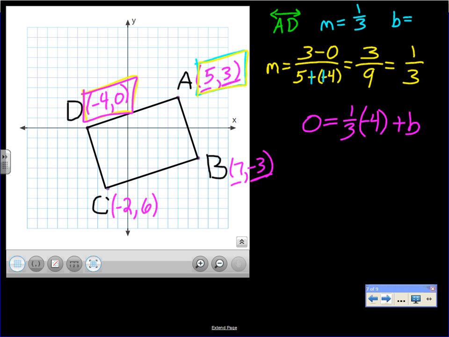So to work this out, a positive times a negative is going to leave us with a negative. And we know that in order to make 4 into a fraction, all we have to do is put it over top of a 1. And so from this point, we multiply the top numbers, 1 times 4 gives us 4, and multiply the bottom numbers, 3 times 1 will give us a 3.